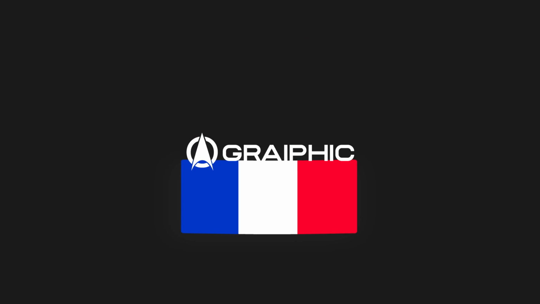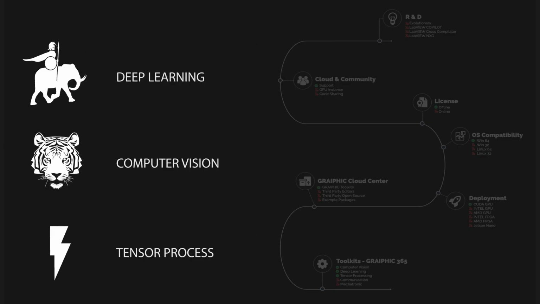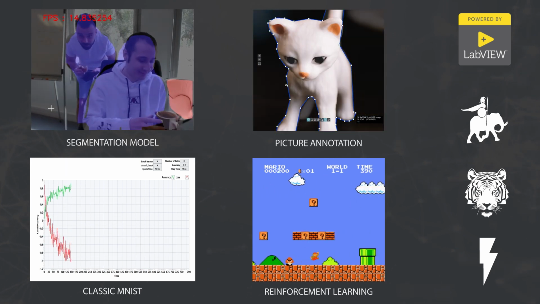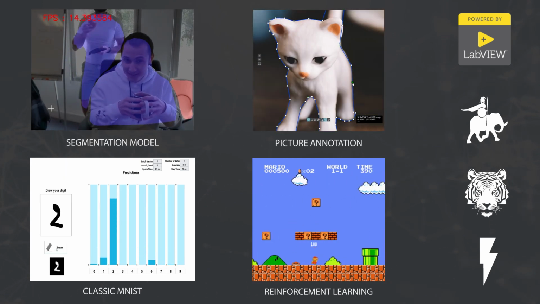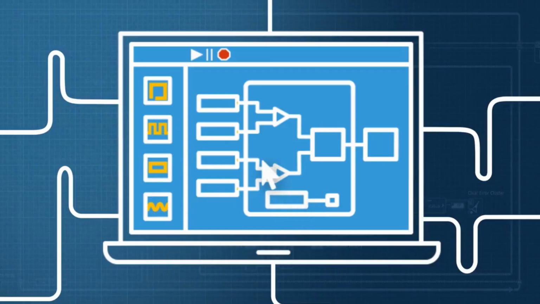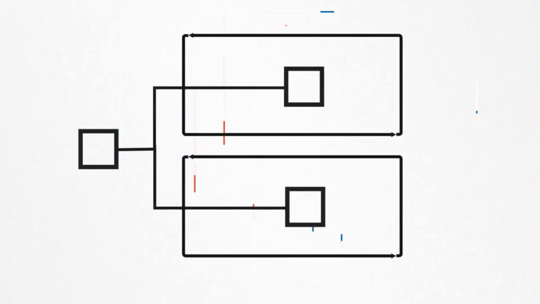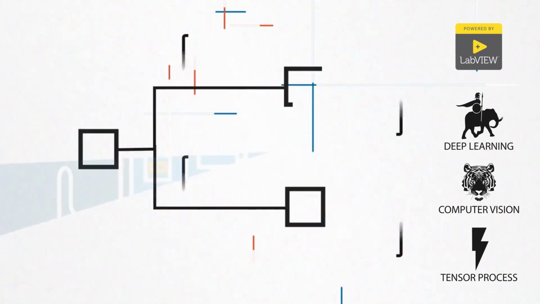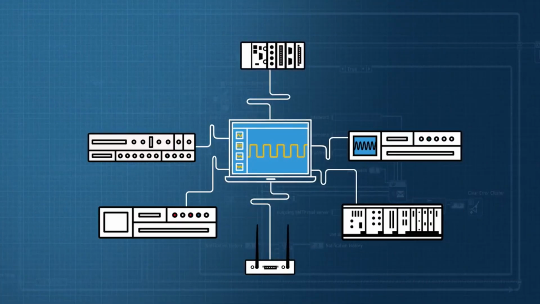Okay, let's start by saying that Graiphic is a full and easy to use AI dev ecosystem. It offers an innovative, simplified, new way to quickly design, train and deploy any deep learning model. First of all, it's important to understand what LabVIEW is. LabVIEW is the only graphical computer language, and like any computer language, it has a set of instructions, an ecosystem of libraries, and a compiler guaranteeing its deployment on a wide range of hardware.